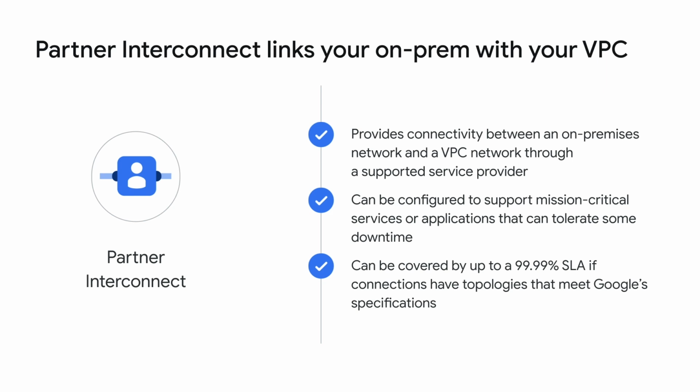As with dedicated interconnect, if these connections have topologies that meet Google specifications, they can be covered by up to a 99.99% SLA. But note that Google is not responsible for any aspects of Partner Interconnect provided by the third-party service provider, nor any issues outside of Google's network.